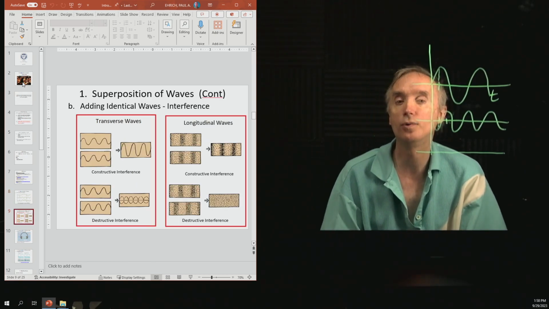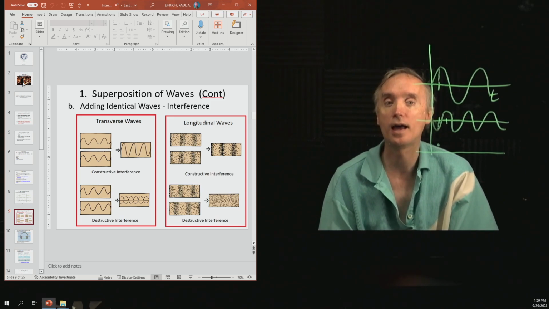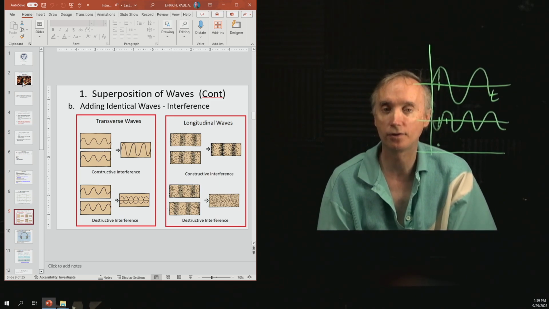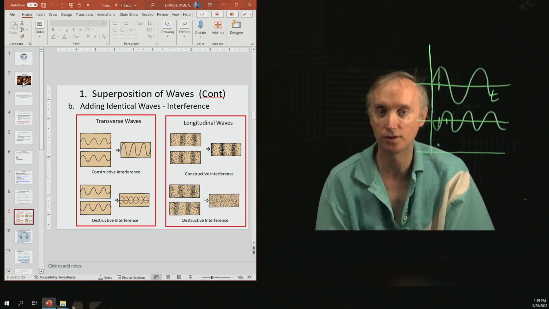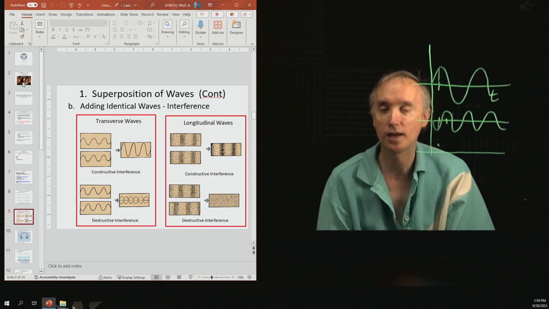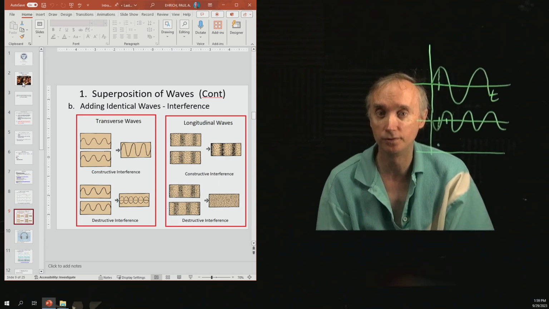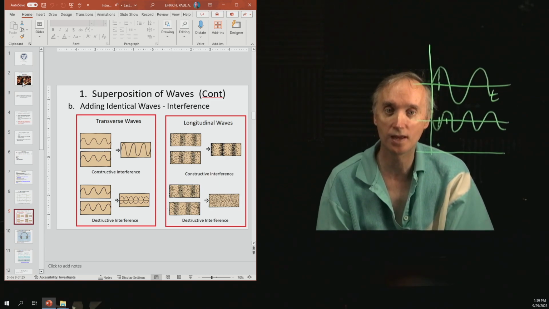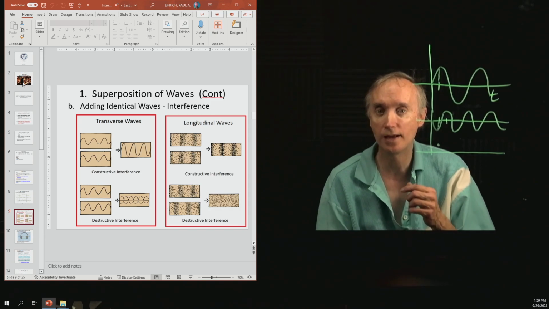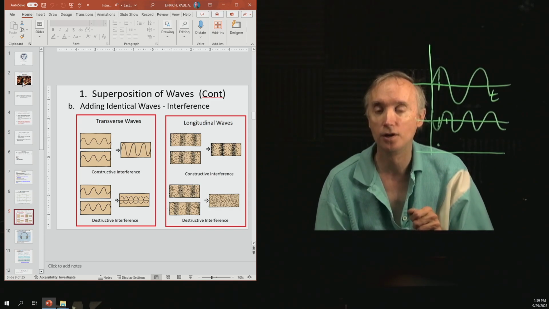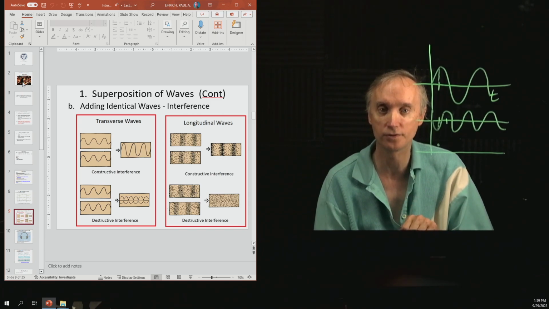Okay, then we talked about adding waves together in a certain way. If the two waves are identical, so that means that they're going to have the same amplitude and the same frequency, which is to say that they're going to have the same wavelength. So if we add these two waves together, we can get constructive and destructive interference.